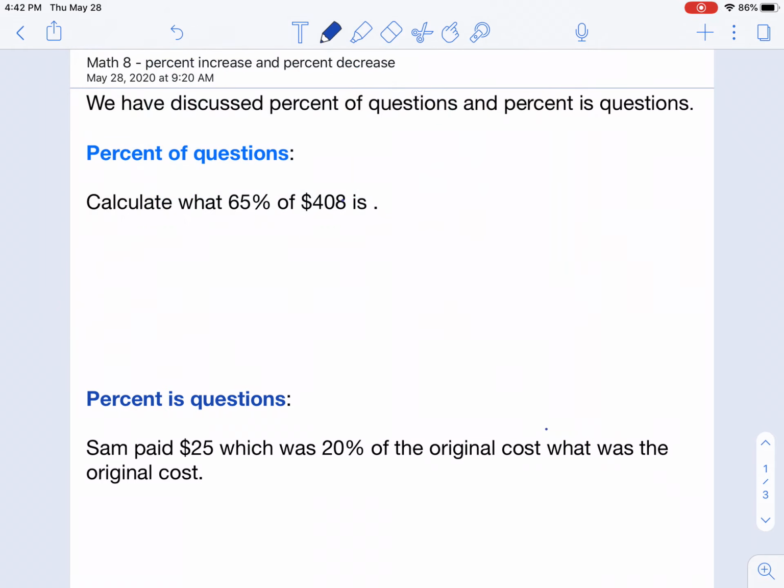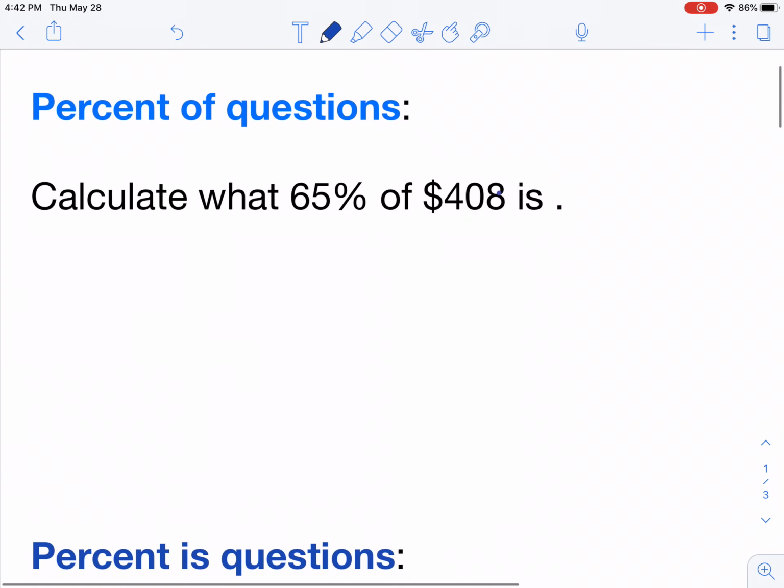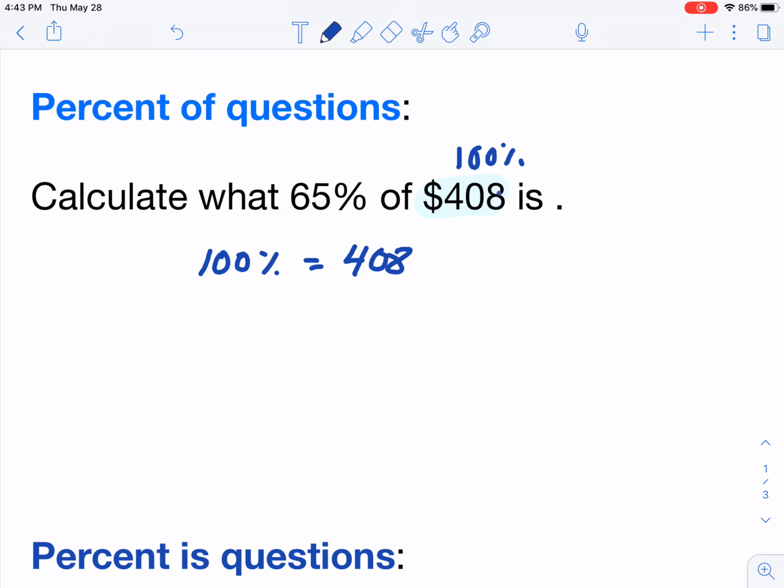So give me 30 seconds. Calculate 65% of 408. The key thing that I wanted you guys to recognize is 408 is going to represent the 100% value. So if that's 100%, then I want to set my ratio to see what it would be at 65. So I write down 100% is equal to 408. And the question is, well, what's 65%? And I don't know. That's my unknown.